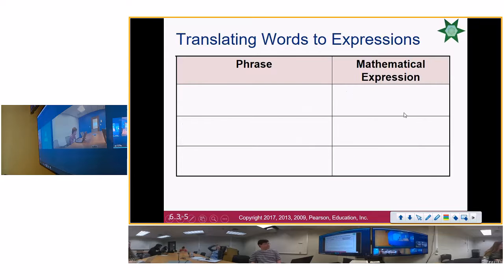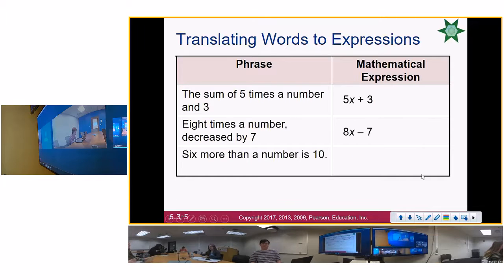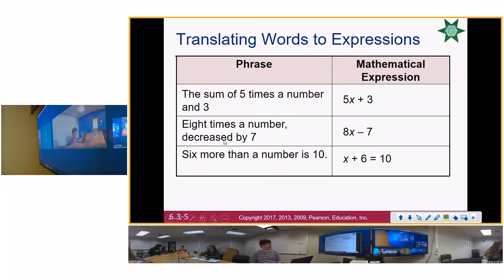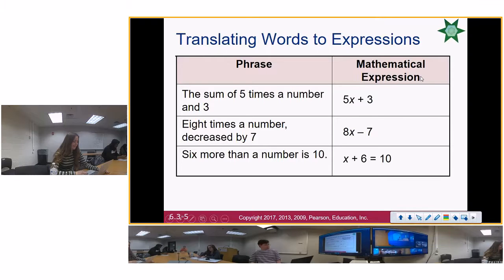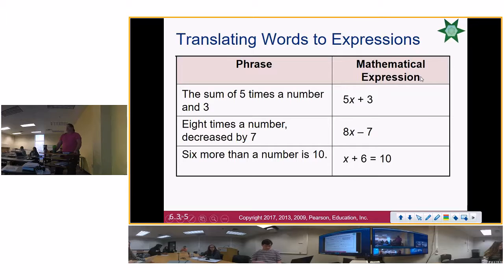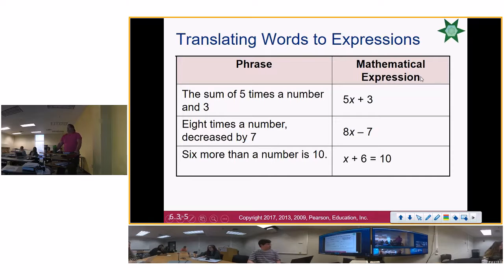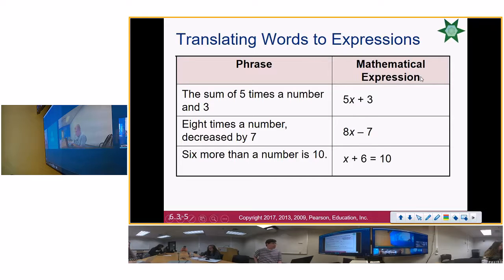Okay, here's some more. Now notice it doesn't say less than here. It says decreased. Decreased is okay, you just write it. The only word you've got to watch out for is less than. Write those 3 down. These are just key words that you need to watch out for. And another key word that you need to watch out for is the word is.